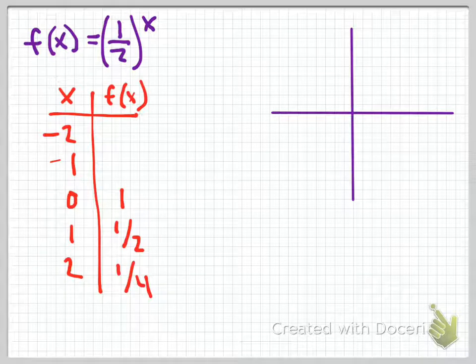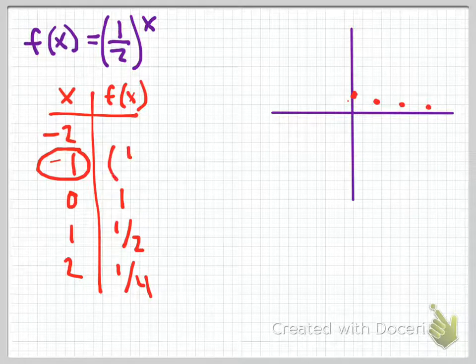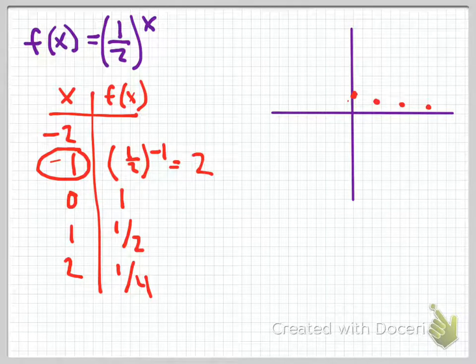So let's go ahead and plot those. 0, 1. 1, 1/2. 2, 1/4. It'd be 3, 1/8 as well. So this thing is just going to keep getting smaller and smaller. But look what happens when we plug in some negative x's. 1/2 to the negative first power just means the reciprocal. That becomes 2. So negative 1 gives us 2. And negative 2, by the same process, will give us 4.